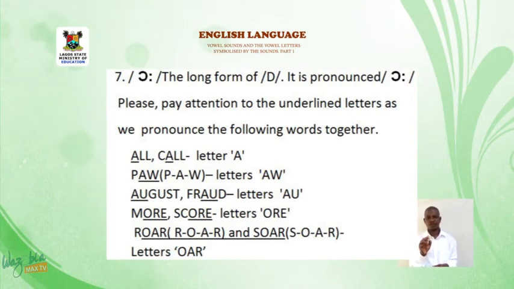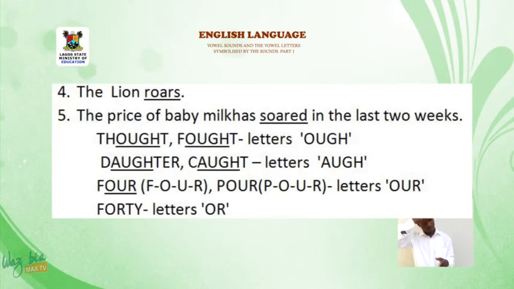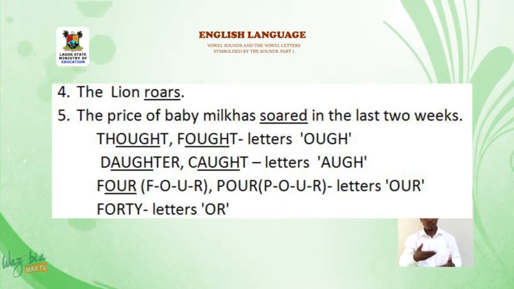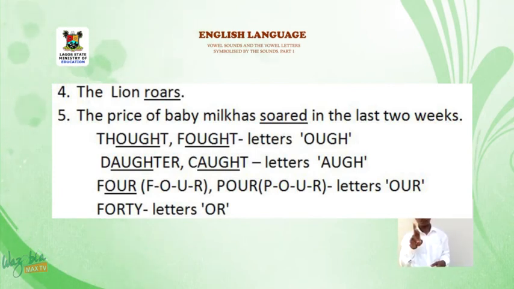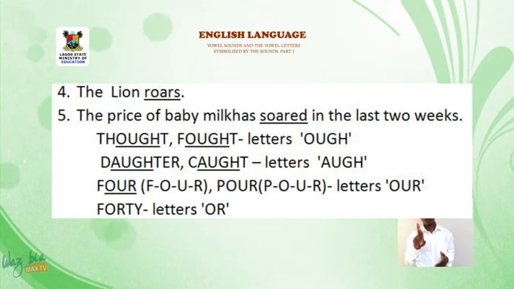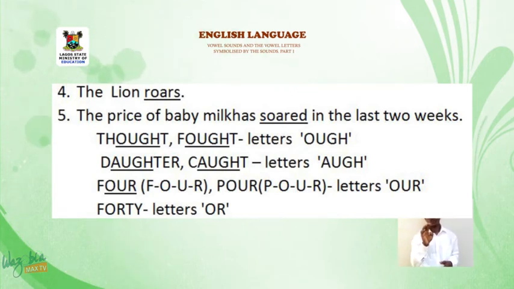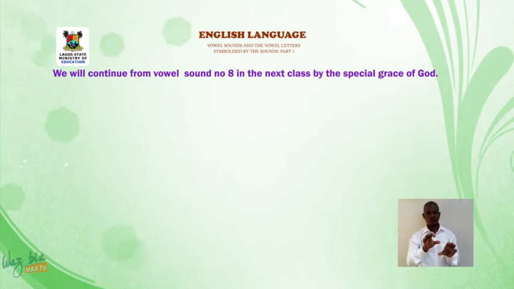Raw, R-O-A-R, and soar, S-O-A-R, letters O-A-R. The lion roars. The price of baby milk has soared in the last 2 weeks. Fought, letters O-U-G-H. Daughter, caught, letters A-U-G-H. Four, F-O-U-R, pour, P-O-U-R, letters O-U-R. Forty, letters O-R. We will continue from vowel sound number 8 in the next class by the special grace of God.